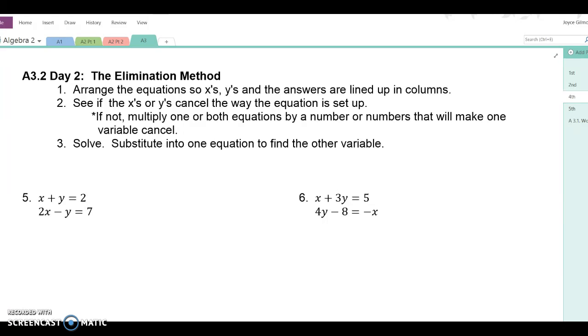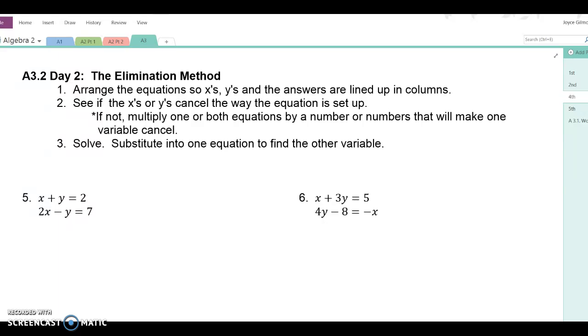The elimination method is another way to algebraically solve systems. And the point of the elimination method is to eliminate one of the variables. We first want to make sure that the equations are both arranged so that they line up vertically. We want the x's to line up, the y's to line up, and the numbers to line up.